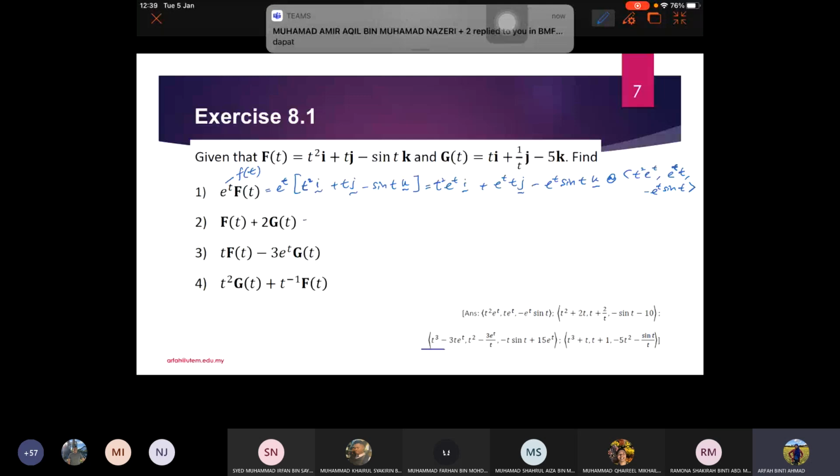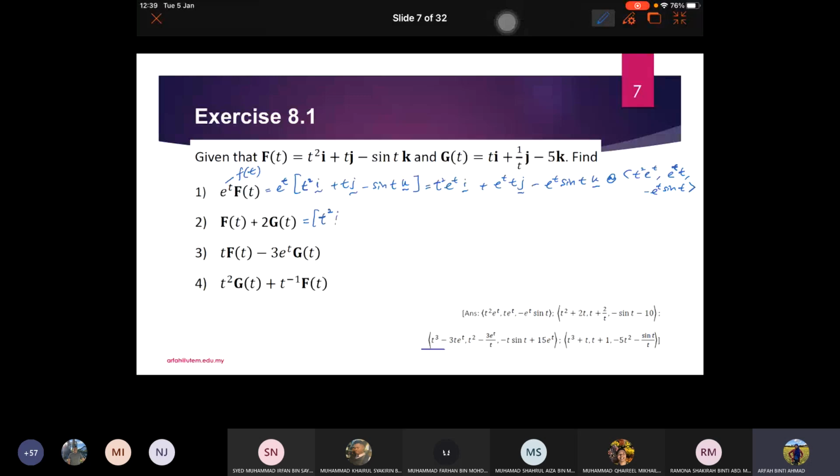So yang kedua, f(t) tambah 2g(t) sama dengan t squared i tambah t j tolak dengan sin t k tambah dengan 2t i tambah dengan 2 per t j tolak dengan 10k. Okay. So setiap komponen ditambahkan mengikut komponen. Ini akan sama dengan t squared tambah 2t untuk i komponen tambah dengan t tambah 2 per t untuk j komponen tambah dengan negatif sin t tolak dengan 10 untuk k punya komponen. Okay. So that is untuk yang kedua.